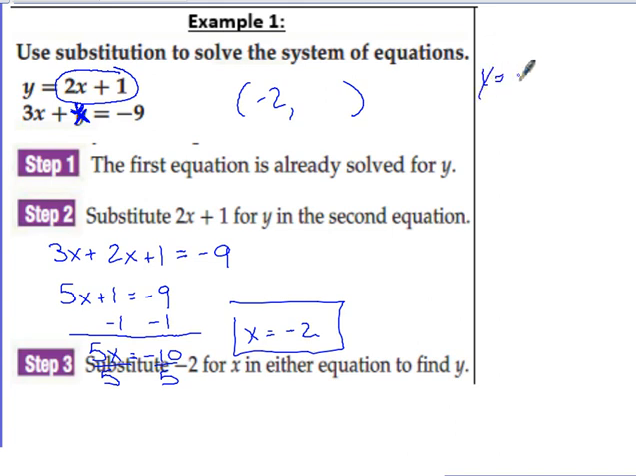So y is going to be equal to 2 times negative 2, because I know that x has to be negative 2, plus 1. Alright, so 2 times negative 2 is negative 4, plus 1 is negative 3. So the solution to this system is negative 2, negative 3. If you were to graph that on your graphing calculator, you should get negative 2, negative 3 as the answer as well. So substitution is a different way to get the same answer that we would if we did it by graphing.